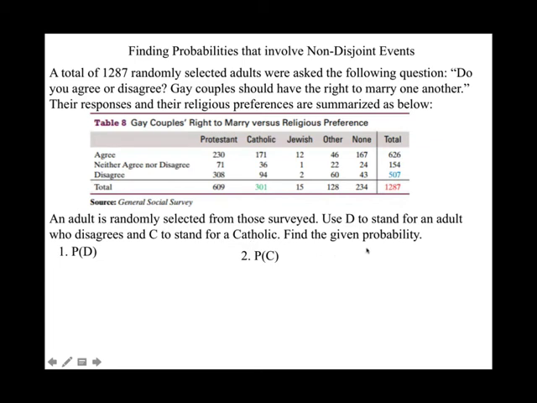Find the given probability. First, we want to find the probability of D, who disagree. We're going to use the basic probability formula: favorable D over the total outcome. How many total of them disagree? It's going to be 507 over the total outcome, which is 1,287. Use the calculator. You should get 0.394.